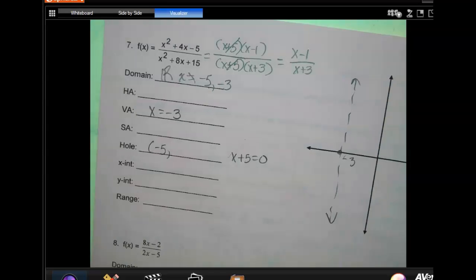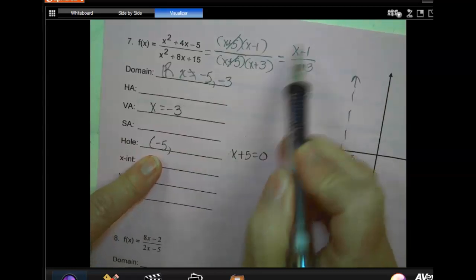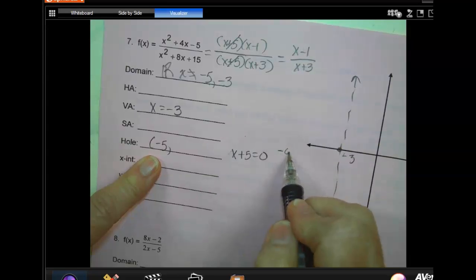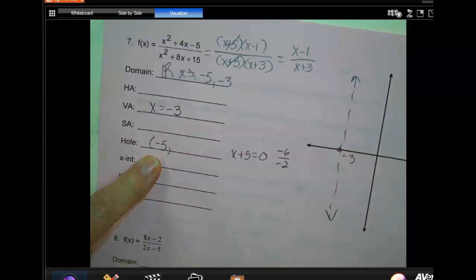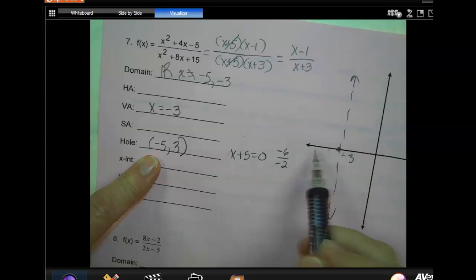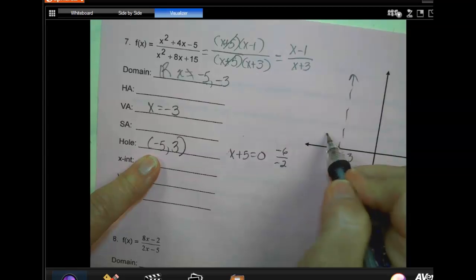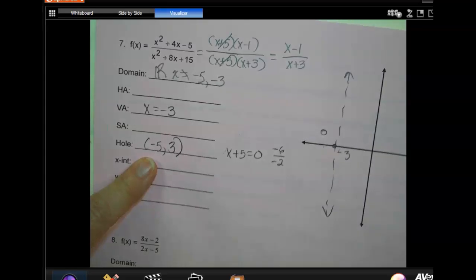So now that I have the vertical asymptote, I'm going to take this -5 and I'm going to put it in the canceled function. So -5 minus 1 gives me -6. -5 plus 3 gives me -2. So -6 divided by -2 gives me 3. So -5 is past the -3, right? And it goes up. It's positive. So it's -5 and 3. So I'm going to go ahead and put the hole right here. Let me move it up just a little bit.